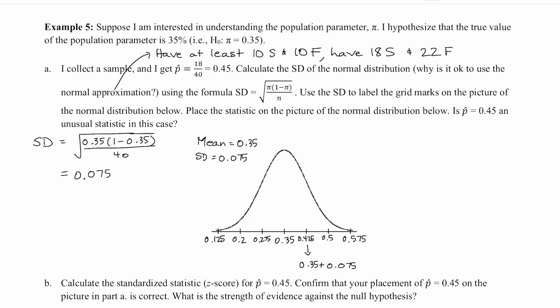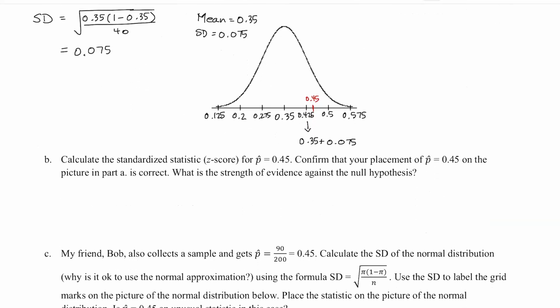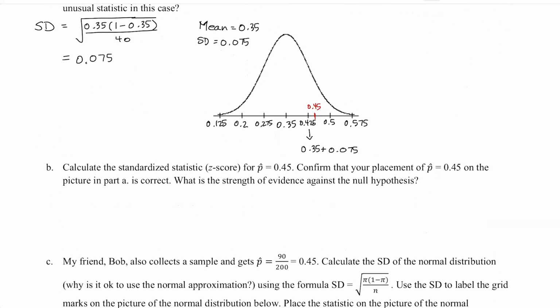All right, then it says place the statistic, that's the p hat of 0.45, on the picture. Is that an unusual statistic in this case? So the 0.45 is in between the 0.425 and the 0.5, and it's about a third of the way. Okay, so 0.45 is about a third of the way between 0.425 and 0.5. Now, the 0.425 is at one standard deviation above center, and the 0.5 is 2 standard deviations above center, so the 0.45 is in between 1 and 2 standard deviations above center.